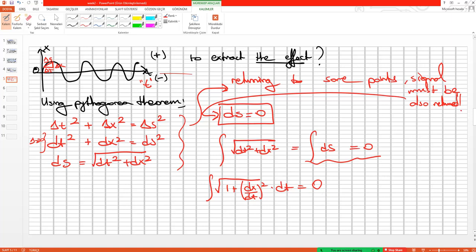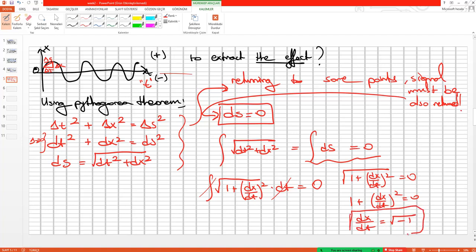Okay, and so dt is not 0, and then we can remove this integral term in here, and then this term equals dx dt square is 0. And after that, we can write that dx square dt must be equal to 0. And so what about that? This dx dt is equal to what? Square root of minus 1.